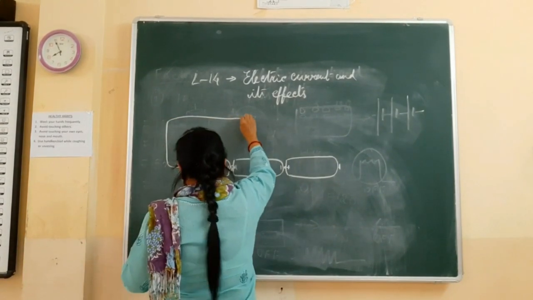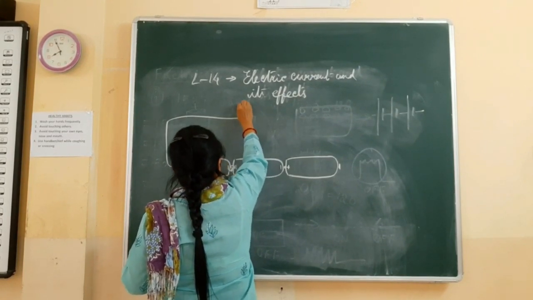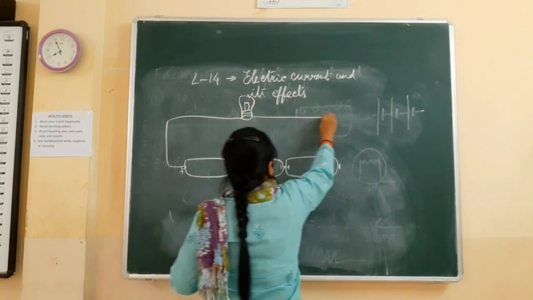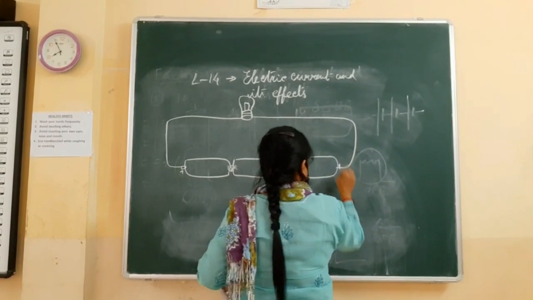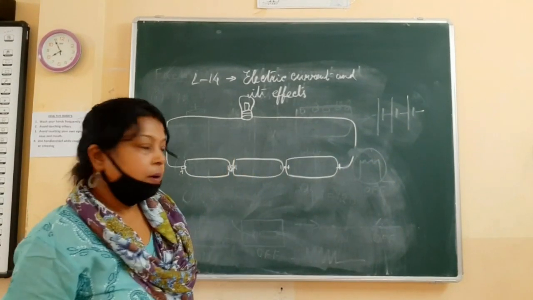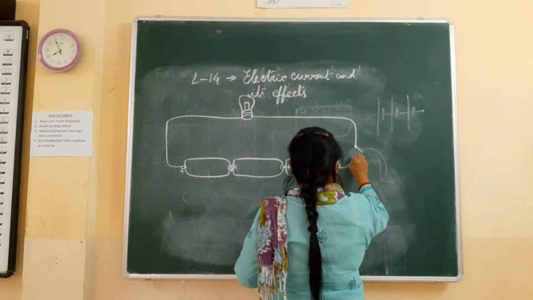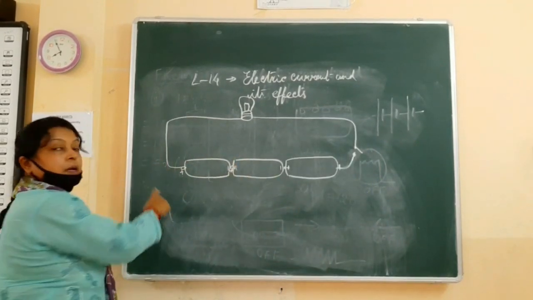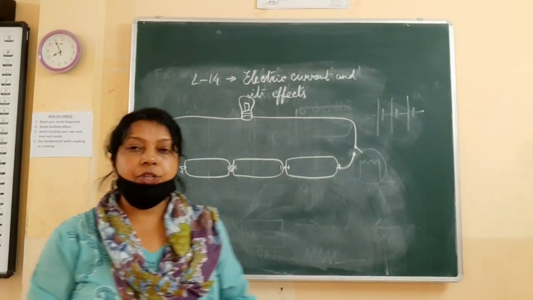This is the wire and here is the bulb. Here it is again connected to the negative terminal, and here there is a switch. So this is called batteries in a series connection.